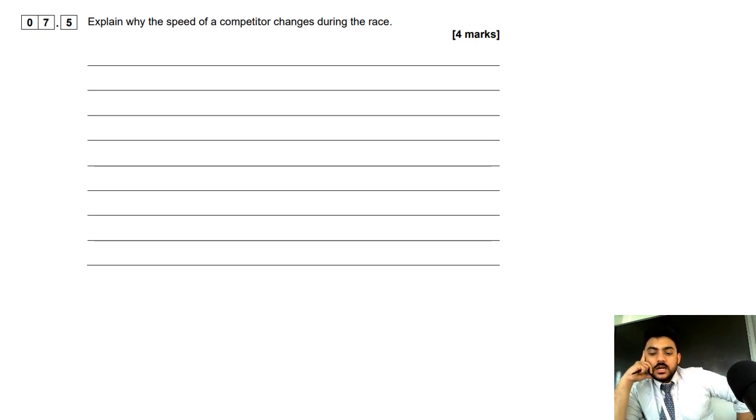They might tire towards the end, so they slow down. Towards the end, they're tired, so they slow down. They might get to the end and decide to make a sprint for it, so they might speed up. They might get a puncture, which means they would have to stop. And the resistive forces on the competitors may increase or decrease, so their speed might decrease or increase. Loads of things to say, but I'll probably just pick 3 or 4.